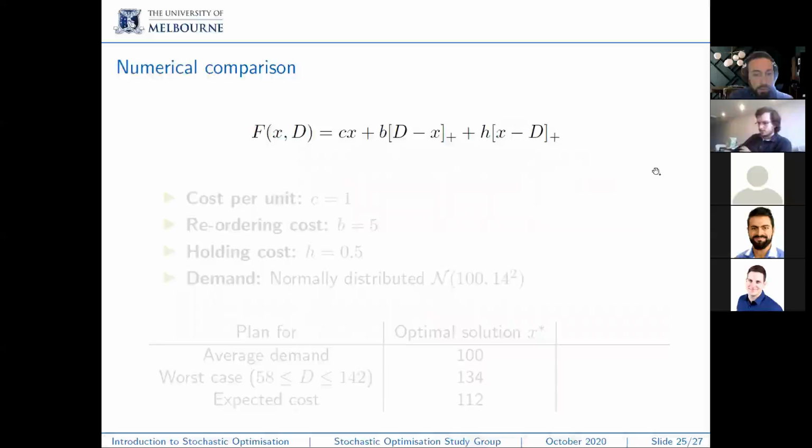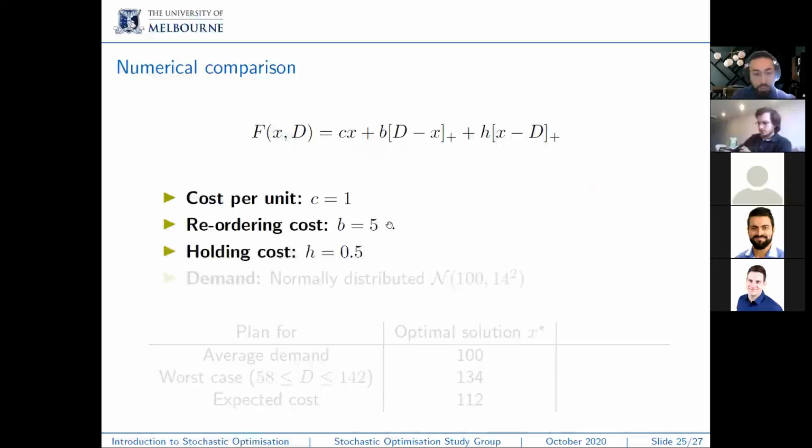Just for simplicity, we assume that the cost per unit in this example is 1, and the reordering cost is 5. Meaning, if I don't buy enough, like if my demand is greater than what I order, then I'm going to incur a large cost if I need to reorder items. But I can buy a lot of items, and maybe my demand is going to be lower than that. And in that case, I can hold these items because it's not going to be that expensive. This will make sense with the numbers I present.